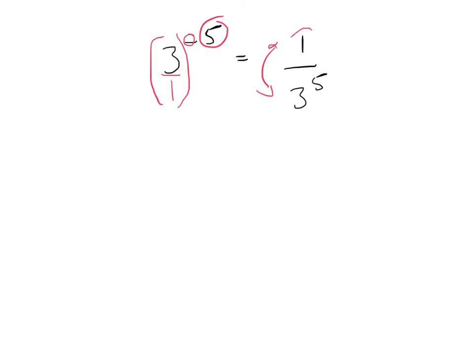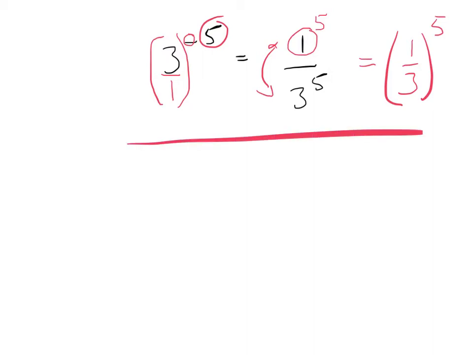Well, 1 times itself 5 times, 1 times 1 times 1 times 1 times 1 is just 1. So really, we don't bother writing 1 to the 5th over 3 to the 5th, we just literally write 1 over 3 to the 5th, or 1 third to the power of the 5th. They all mean the same thing.